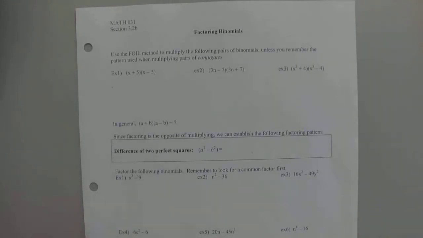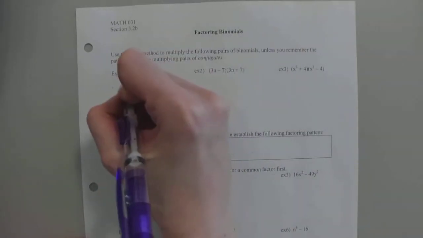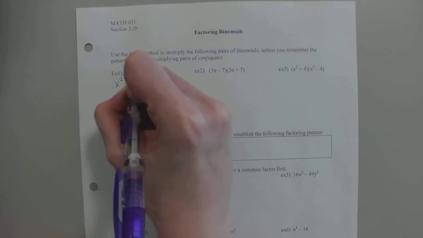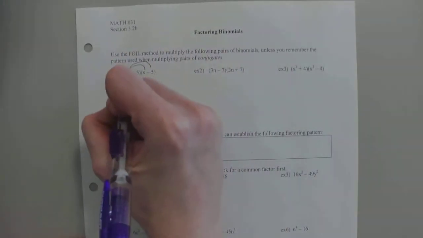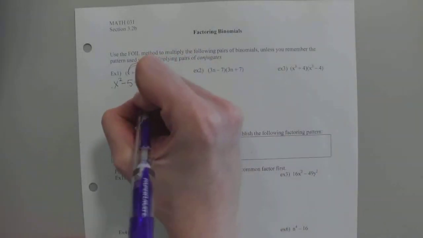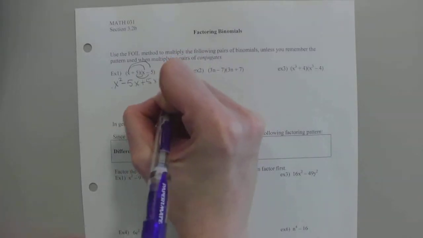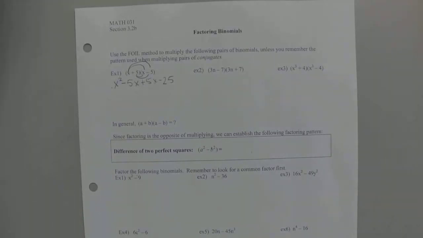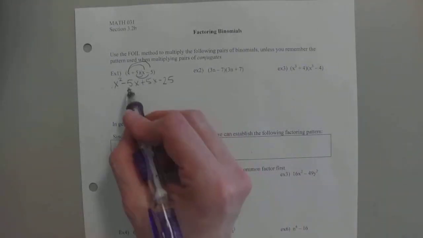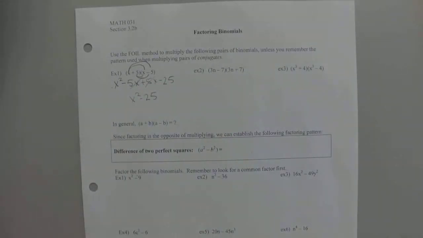Using the FOIL method, aka distributing, multiply the following pairs of binomials, and unless you remember the pattern, we'll see what happens, okay? These are called conjugates, where there's the exact same values, but the signs are opposite. So what's x times x? X squared. What's x times negative 5? Negative 5x, right? And then what's 5 times x? 5x. And what's 5 times a negative 5? Perfect, okay? And when we do this, the opposite signs, what happened to our middle terms? They cancel. And we're left with that difference of squares that I've been talking about for a little bit, okay?